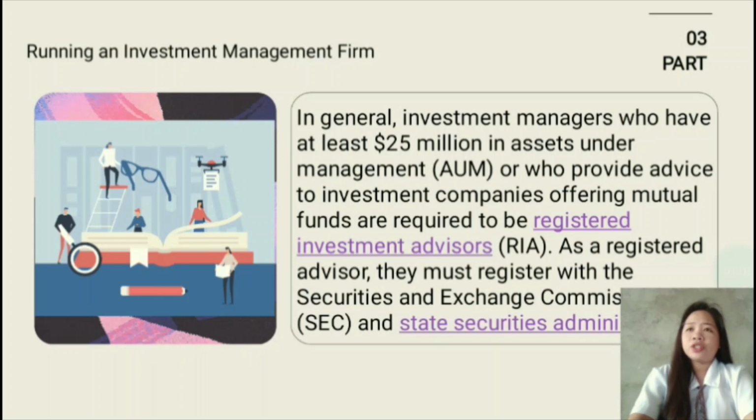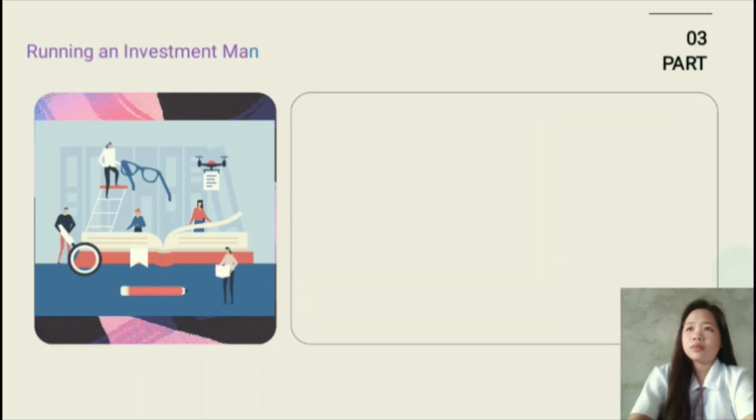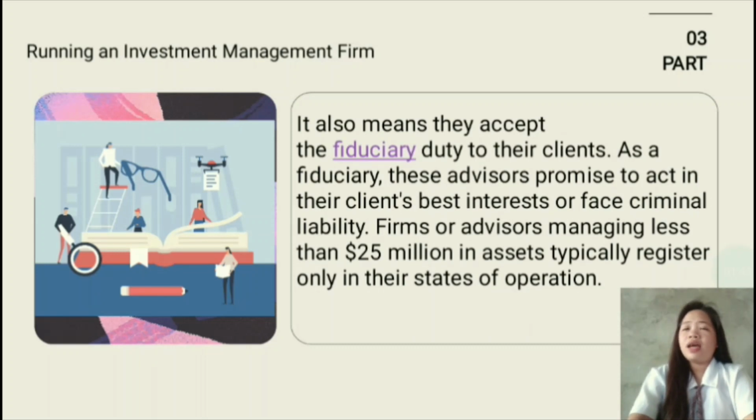In general, investment managers who have at least $25 million in assets under management (AUM) or who provide advice to investment companies offering mutual funds are required to be a registered investment advisor, or RIA. As registered advisors, they must register with the Securities and Exchange Commission, or SEC, and state securities administrators. It also means they accept the fiduciary duty to their clients. As a fiduciary, these advisors promise to act in their clients' best interest or face criminal liability. Firms or advisors managing less than $25 million in assets typically register only in their states of operation.